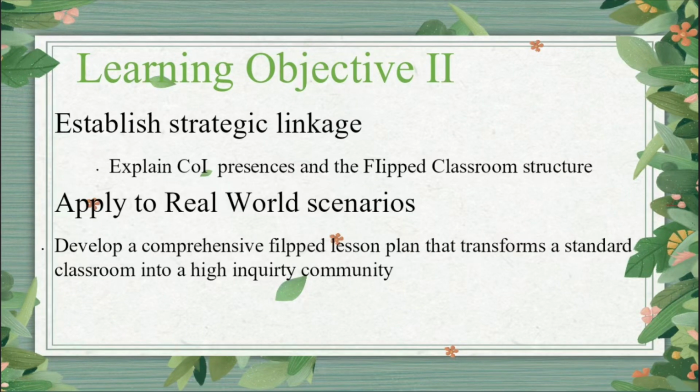The second part of the learning objectives is that you should establish a strategic linkage. You should explain the COI processes and the flipped classroom structure, and you should also know how to use them in the real world. You should apply it to develop a comprehensive flipped lesson plan that transforms a standard classroom into a high inquiry community.